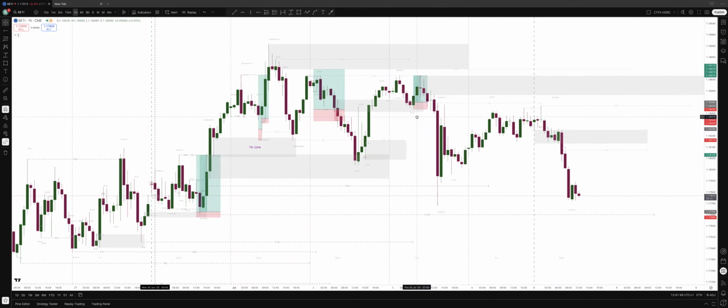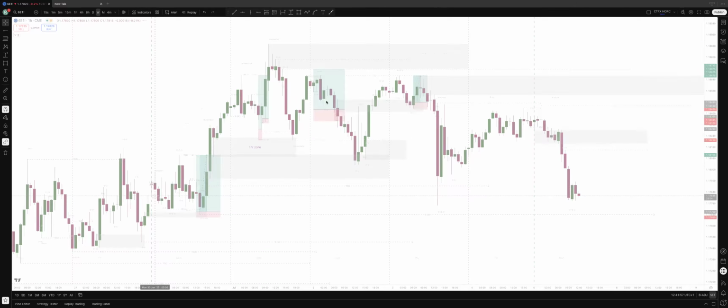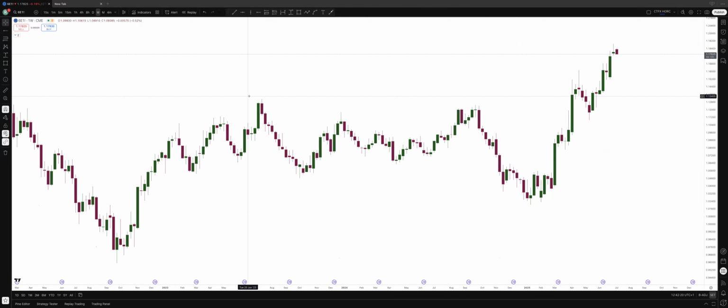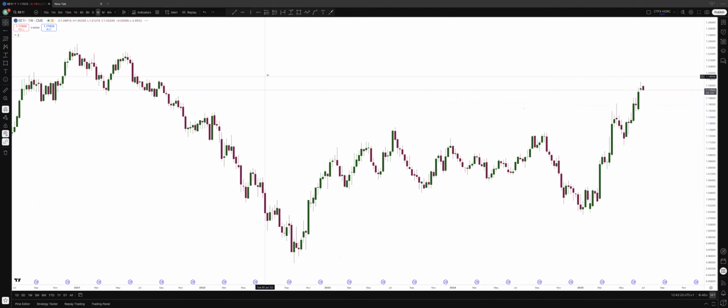So currently we've been selling. Now I want to check the weekly time frame to see what's actually going on there, what's actually transpiring there. Okay, let's check if there is a weekly zone that price actually hits. And there you have it.